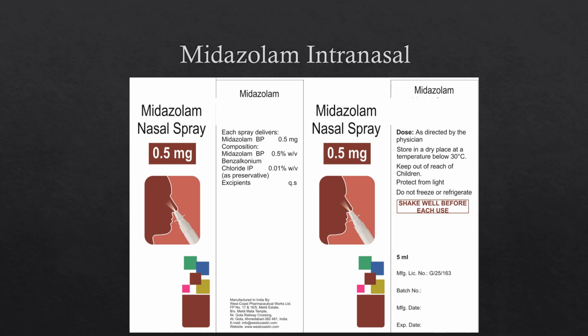As you can see, each spray delivers a midazolam dose of 0.5 milligram. So as I told, the dose is 0.3 milligram per kilo. That means, for example, a 10 kilo child will require 3 milligram. Each spray delivers 0.5 milligrams. That means to give 3 milligram, you need 6 spray.